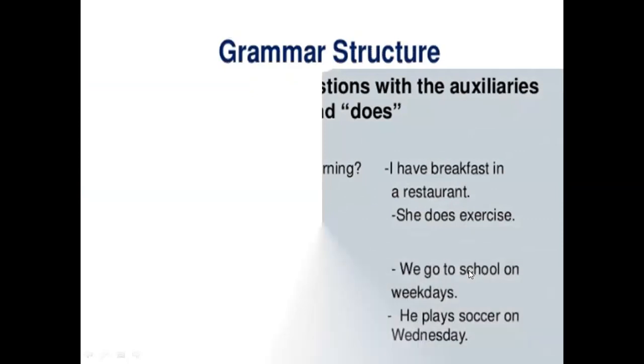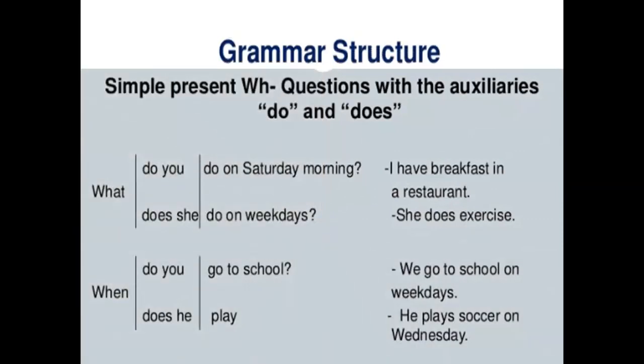Now, this time we're going to talk about WH questions in simple present tense. What are these WH questions? We simply talk about what, when, who, how, and where. These are what we call WH questions. And to formulate, the structure is we have to put first the WH word, what, when, who, or how. Second is the auxiliary verbs do and does, and then the pronouns, and then the verb.